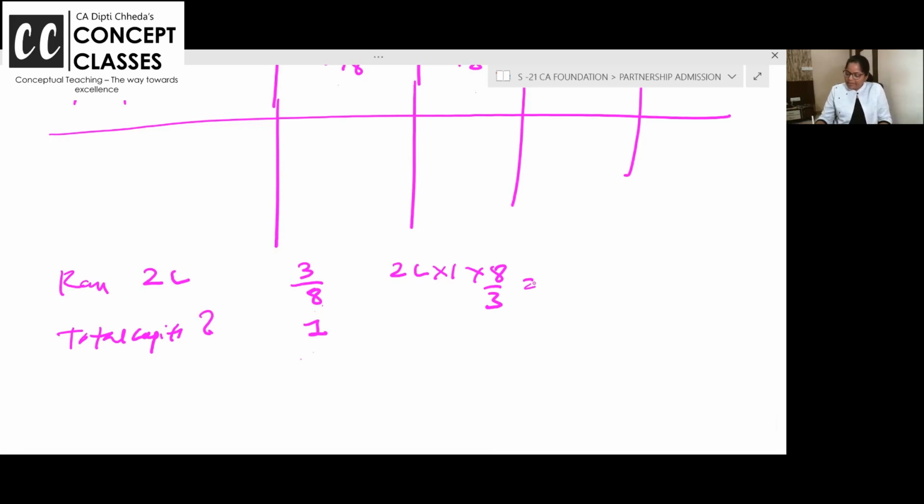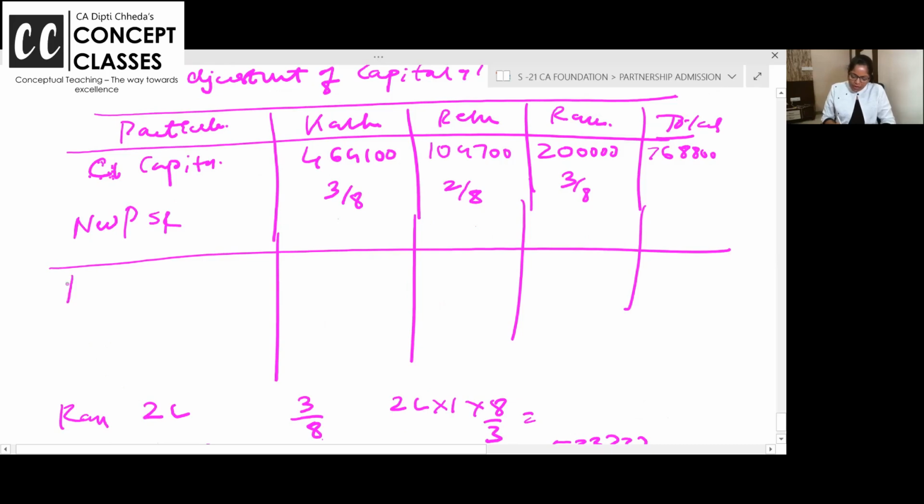Yeah. So can I say total capital you want is 533,333? It looks a bit odd, but this is correct. You check, and if you have any doubt, ask. So total capital is 533,333. That's what you want. Now you can write here.